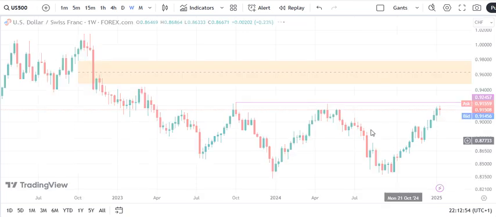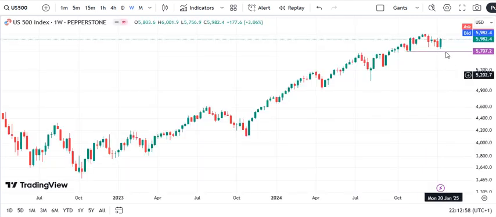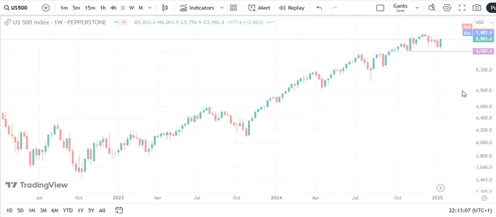Then indices. For indices, we couldn't take out this low. We reversed. Let me see when the reversal occurred. Which day did that occur?